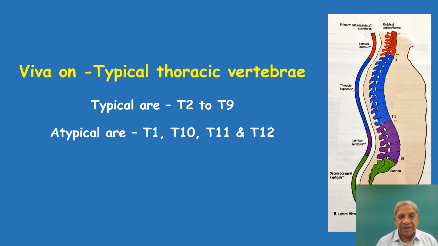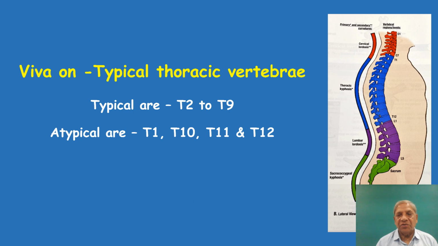Just give an answer that typical thoracic vertebrae are those vertebrae which resemble each other in their anatomical structure or features. That means if you have studied one typical thoracic vertebra, you will automatically know the features of other typical thoracic vertebrae. And atypical means that each and every vertebra which belongs to the atypical group has its own different characteristic or morphological features which do not resemble other vertebrae.